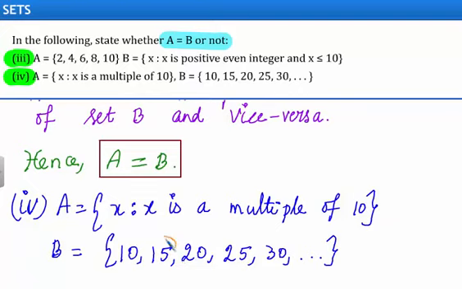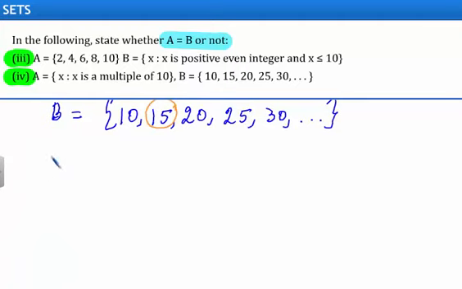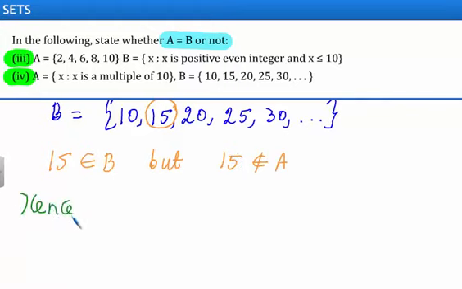Next element is 15. 15 is not a multiple of 10. So, 15 belongs to set B, but 15 does not belong to set A, since 15 is not a multiple of 10. Hence, set A is not equal to set B. This completes the solution.